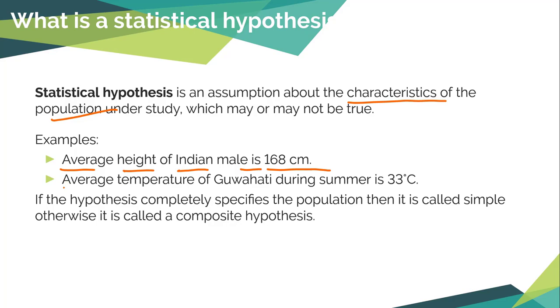Similarly, if we make an assumption about the average temperature of Guwahati, the city, during summer, and we say that the average temperature is 33 degrees centigrade, we are making an assumption about the entire population of days in summer, the temperature measured in summer, and therefore this is a statistical hypothesis. If a hypothesis completely specifies the population, then it is called a simple hypothesis. Otherwise, it is called a composite hypothesis.